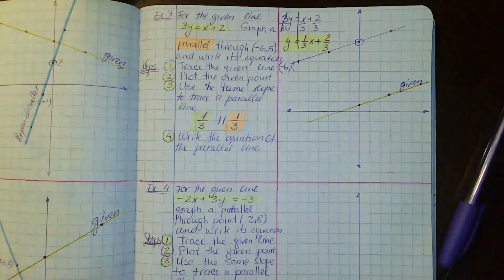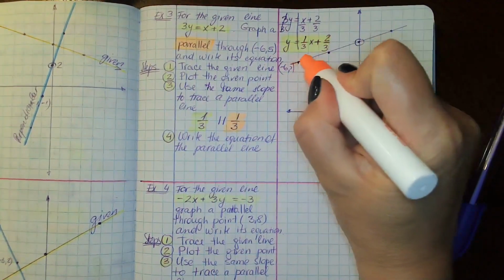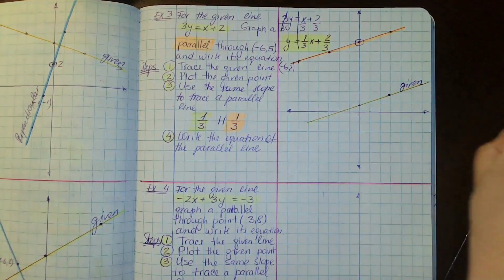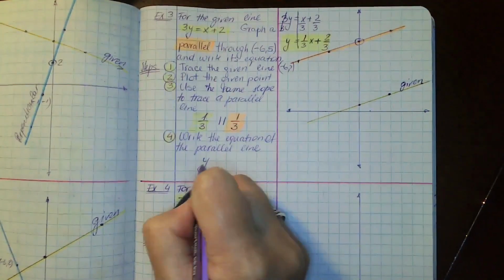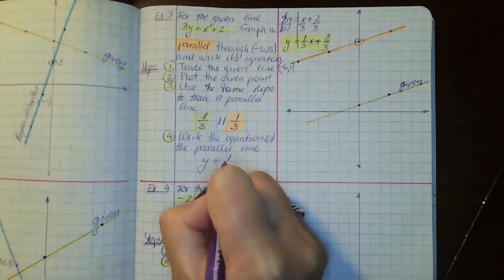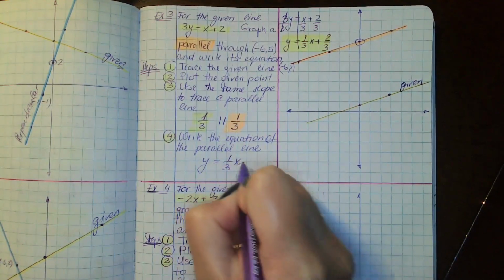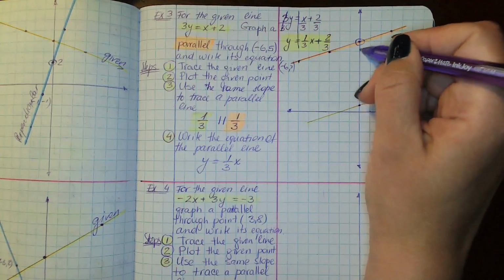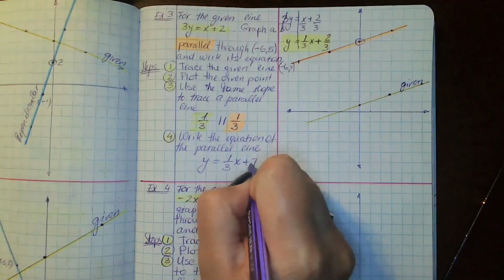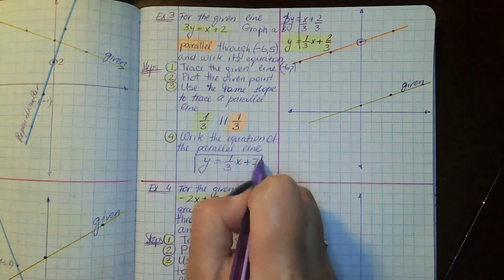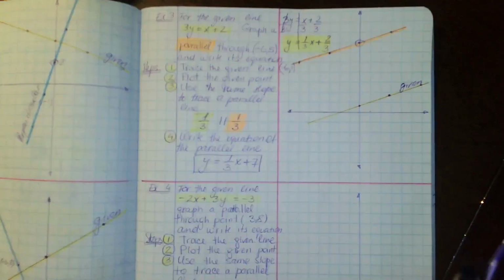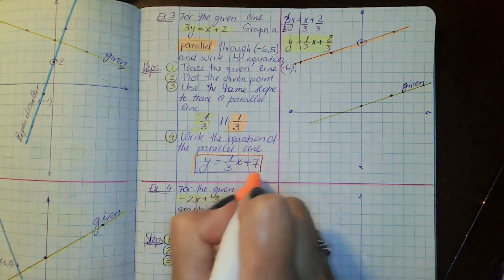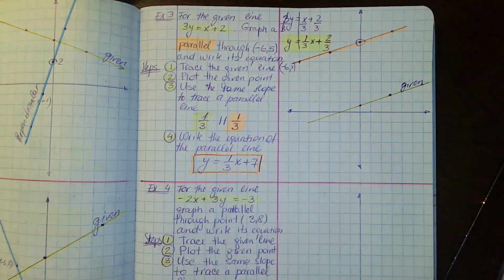So what would be the equation of the parallel line? Now we have everything we need. In slope-intercept form of the equation, y equals mx plus b, we need the slope, which is 1/3, times x, and then plus the y-intercept, 1, 2, 3, 4, 5, 6, 7, where the line is crossing the y-axis. So the equation of my parallel line is y equals 1/3 x plus 7.